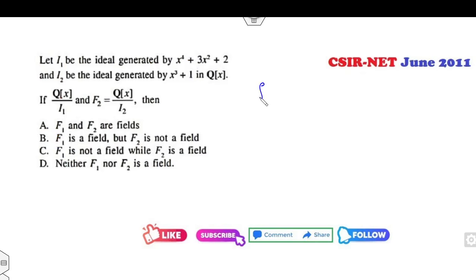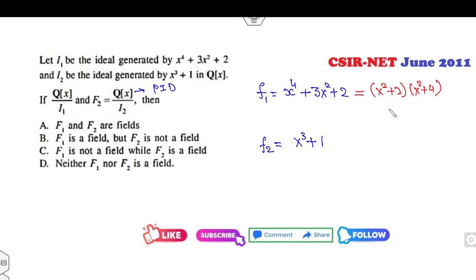I1 is the ideal generated by x^4 plus 3x square plus 2, called F1. F2, that's ideal I2, is generated by this. Which of the following are the field? Clearly say Q is my PID. We only need to check whether they are irreducible or not. So clearly I can factorize them, x square plus 4. Once you can factor them, it is not irreducible. That means the first one, F1, capital F1 is not a field.